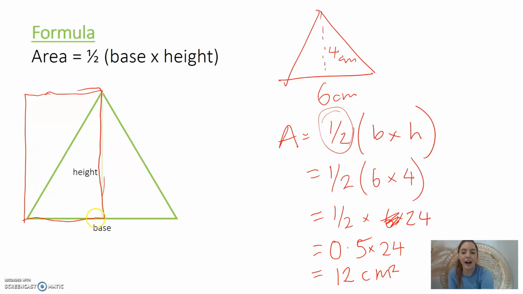And in this case, it's half the base times by the height. And that's how we work out a triangle.